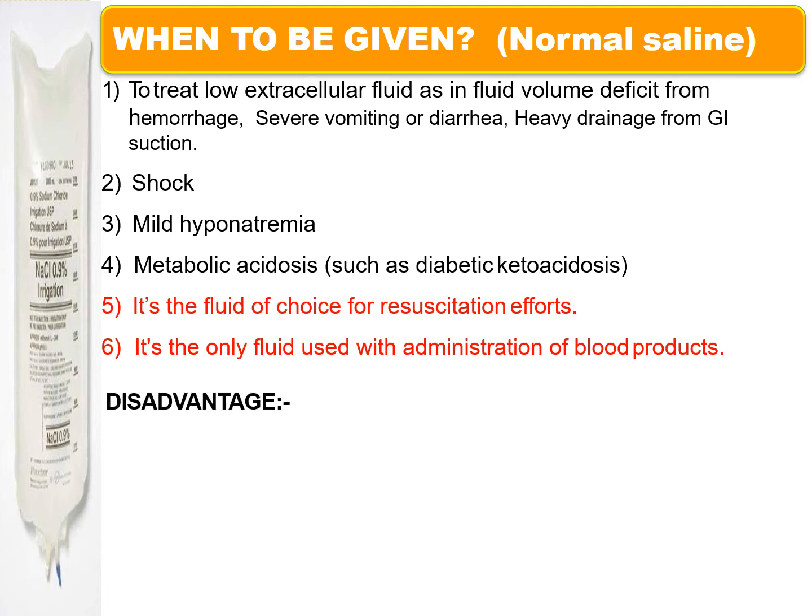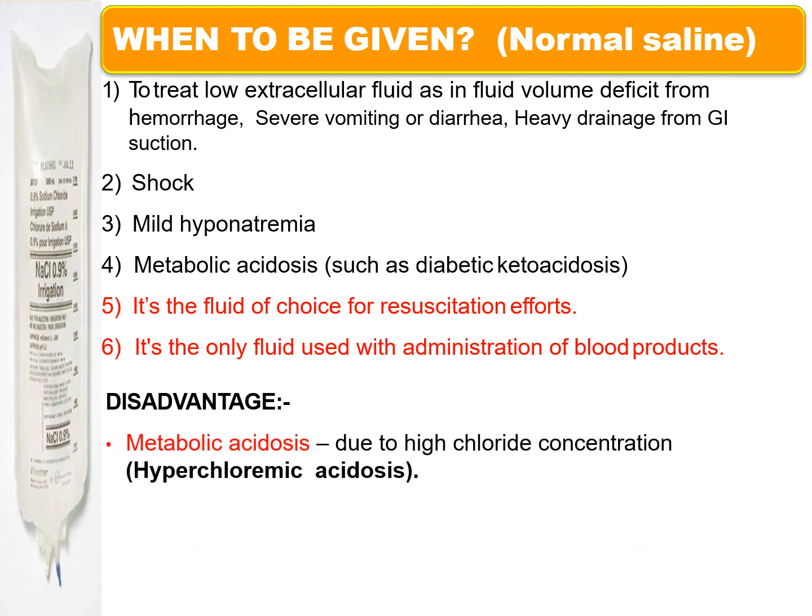The disadvantage of normal saline is metabolic acidosis. Here, note this point, the fourth point. We already discussed metabolic acidosis. In metabolic acidosis, such as diabetic ketoacidosis, we use normal saline. But normal saline itself has the potency to produce metabolic acidosis, because due to the high chloride concentration, hyperchloremic acidosis takes place.